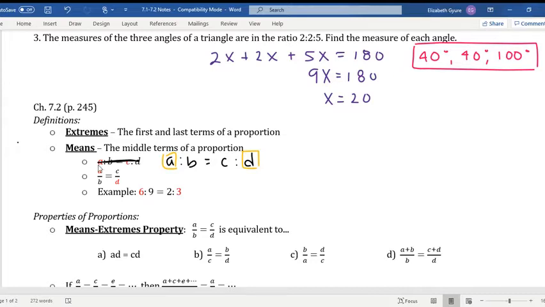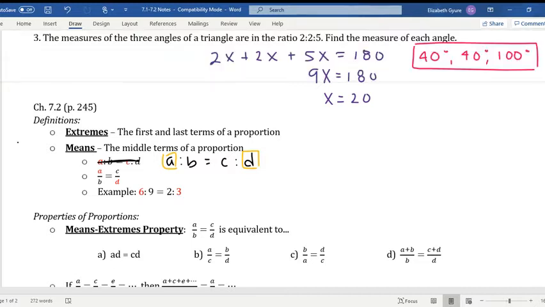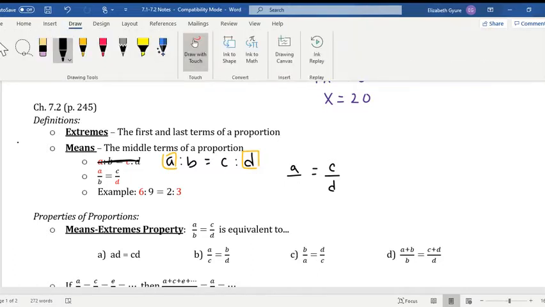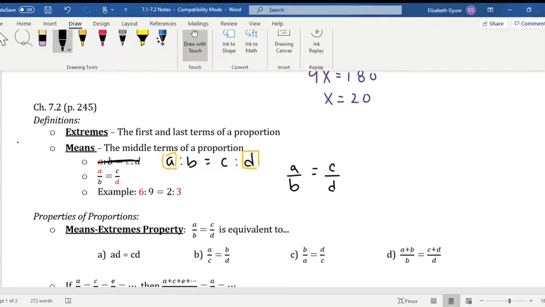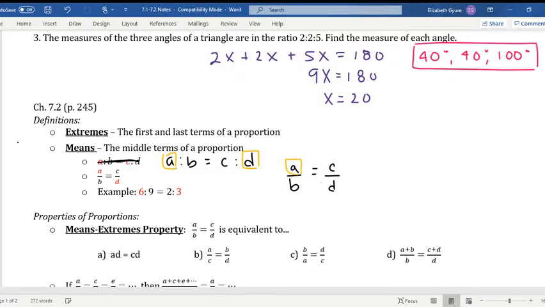And then for this one, it would obviously be the same thing. You would have your A to B equals C to D. And then in a situation where it's written as a fraction like this, same idea though. Your extremes would be A and D, and then your means are B and C. Oh, this one I had highlighted right. It was just that first one that I did wrong.